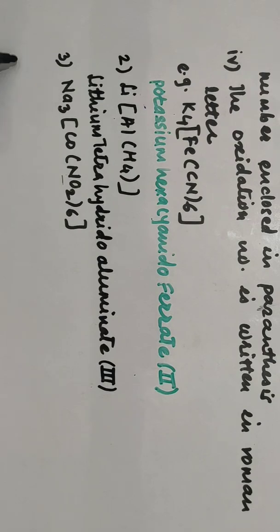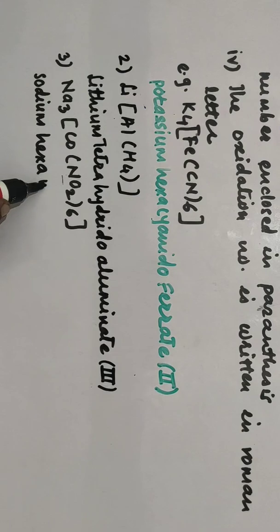So here also first you write the name of the metal, and this is sodium. Sodium. Then hexa. Now the name of this group is nitrite. ITE gets changed to ITO, so it is hexanitrito. Then nitrogen is donating, so write N. If oxygen is donating the electron pair, then it will be sodium hexanitrito O. Here nitrogen is donating, so sodium hexanitrito N.